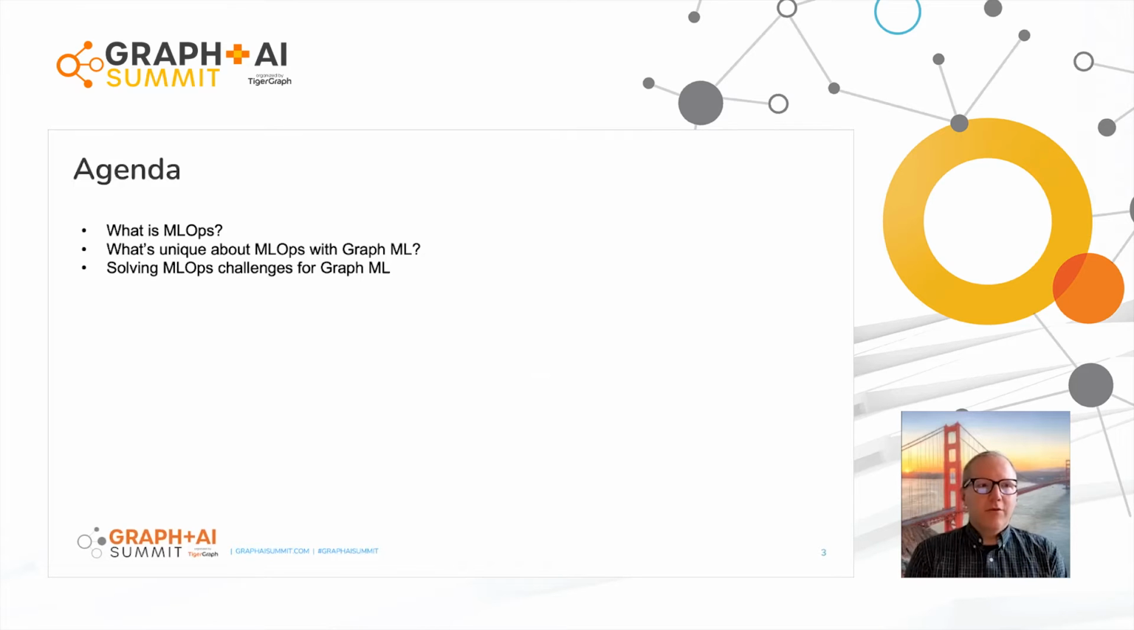So in this talk today, we're going to talk briefly first about just MLOps in general. If you haven't run into that, or if you've heard of it, but not really sure exactly what it means, I'll just give a quick introduction to MLOps. And then I'm going to talk about what is unique about MLOps when it relates specifically to machine learning models that we build using graph neural network techniques. So using the data from a graph database and using GraphML. And I'll also talk about how to overcome some of those challenges.